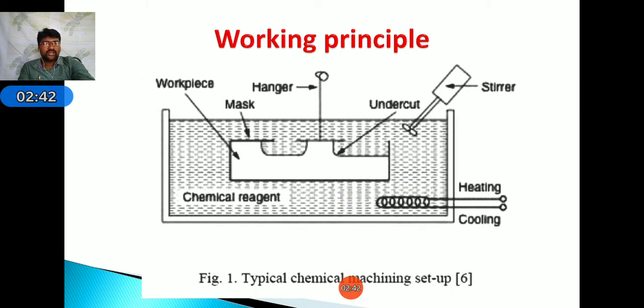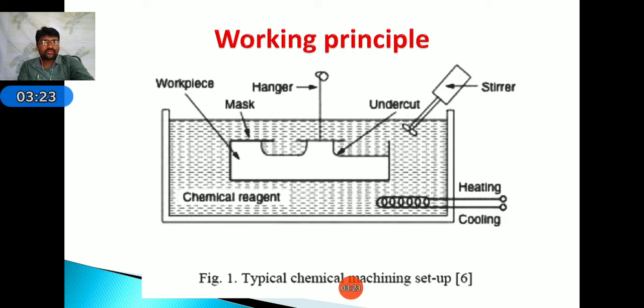Next, as observed in this diagram, it consists of the chemical reagent, known as the etching solution. Here we have a heating circuit to maintain the temperature, and a hanger used to hold the object. We are using maskants on the workpiece, and this is the undercut feature to be developed by this process, and a stirrer to flow the chemical reagent onto the workpiece.